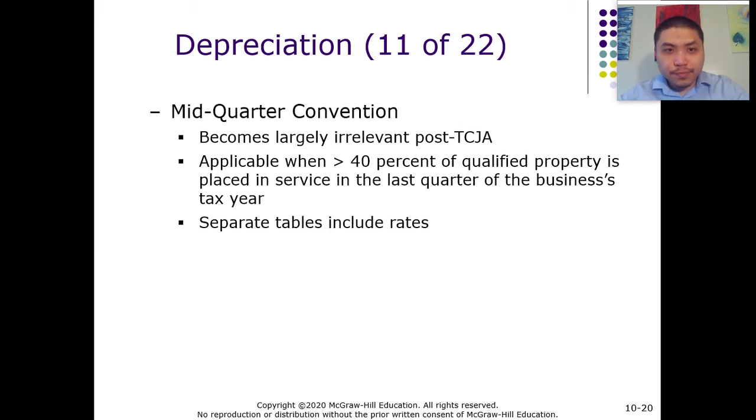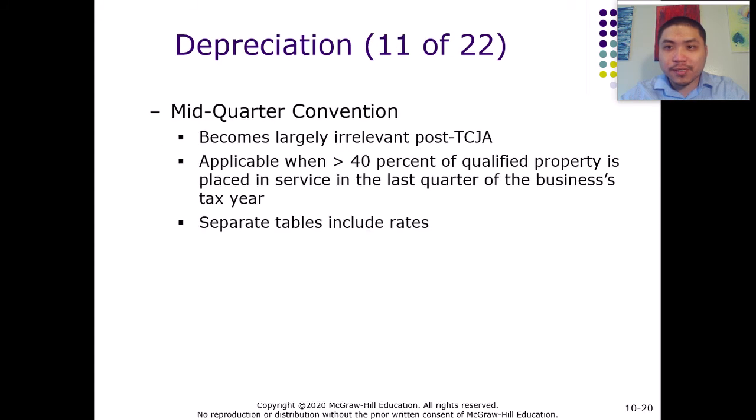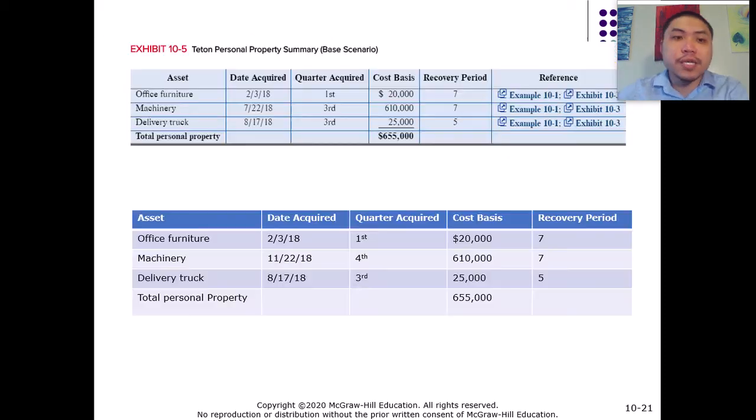So again, the half-year convention is much more preferable for businesses, right? Because it allows more deduction, more depreciation expense. I'm going to show you the difference between these two in a little bit when we solve some examples together. All right, so let's see.